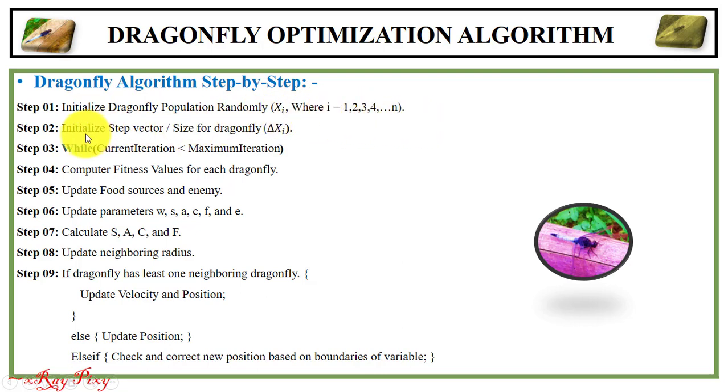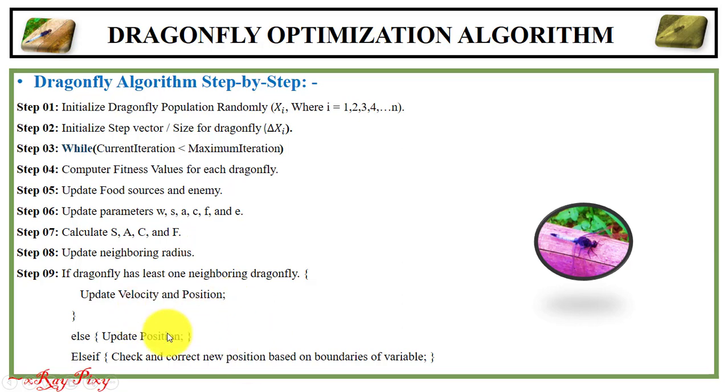In step 2 we will initialize the step vector, or you can say the step size, and we will denote this with delta X_i. Then we will check the condition. If this condition is true, we will move to the next step, and we will repeat this loop until the condition is false. Next step, we will compute the fitness value for each dragonfly, update the food sources, update certain parameters, and calculate the S, A, C, F, and then we will update the neighboring radius, and in the end we will update the velocity and the position.